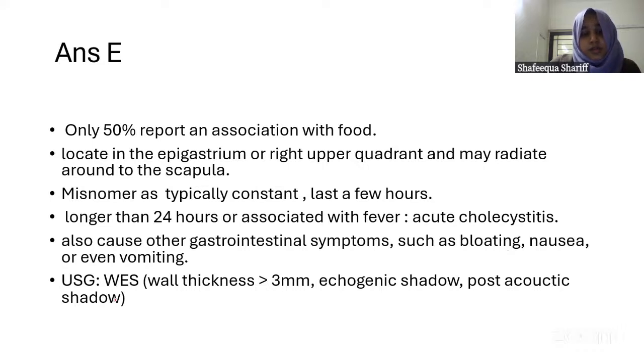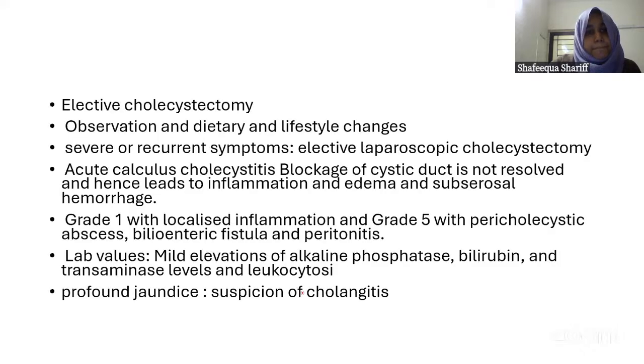So ultrasound has a typical mnemonic that you may remember, the WES mnemonic. The wall thickness is greater than 3 millimeters, with an echogenic shadow and a post-acoustic shadow. So the plan is an elective cholecystectomy, and you will go for observation and dietary and lifestyle changes. When there are severe or recurrent symptoms, elective cholecystectomy only.